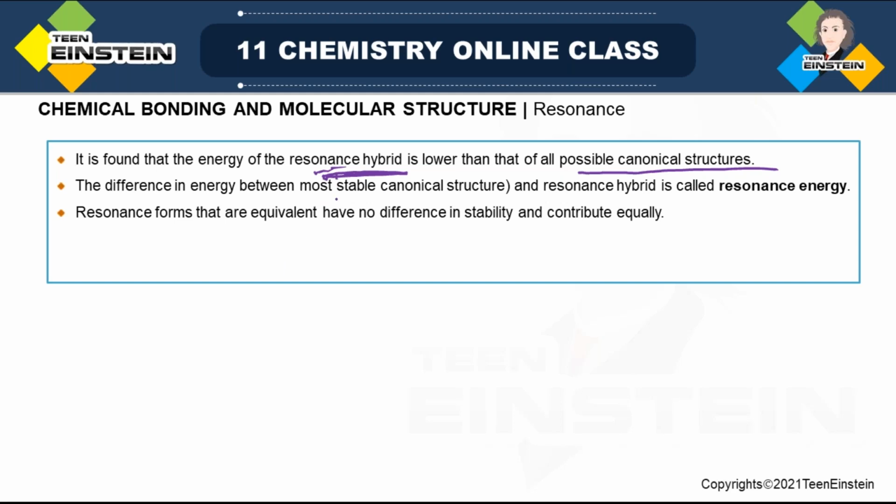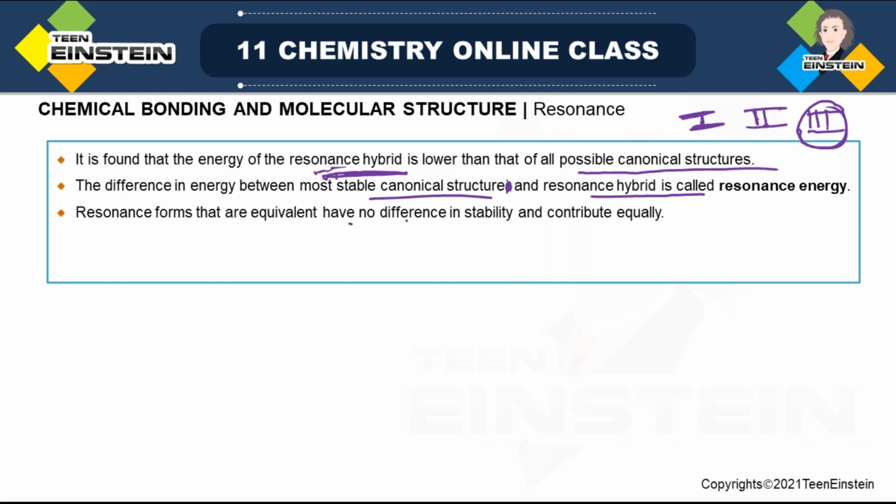And the difference in energy between the most stable canonical structure and the resonance hybrid. So suppose there are total 4 resonance structures, 4 canonical structures, and out of these 4, there is one structure which is most stable. So I am just writing it. Don't just consider the previous example. In general, suppose there are total 3 resonance structures, and out of these 3, suppose this is the most stable, and you have the resonance hybrid. Now the difference between the energy of the most stable structure and the hybrid, that is called resonance energy.